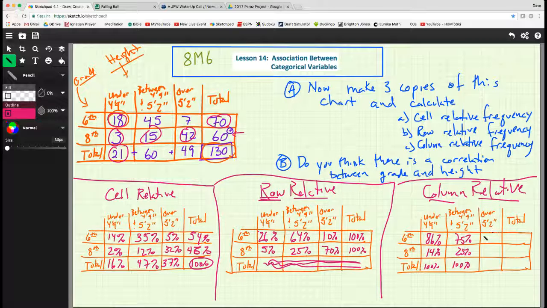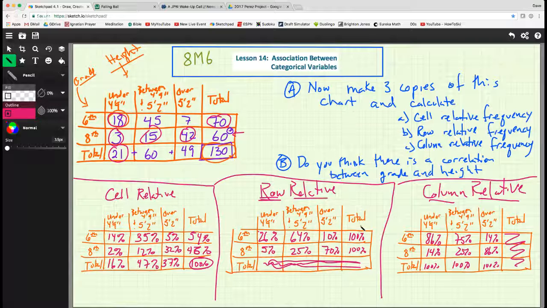Now over 5'2", it's going to be a little bit different. 7 divided by 49 is 14%. And 86% of our boys over 5'2" are in 8th grade. And with these totals, we only add down in the column relative.